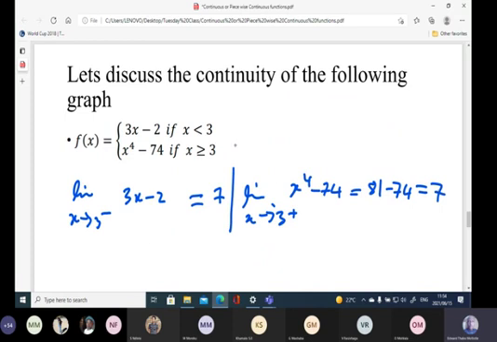Now, we conclude that the limit as x approaches 3 of f(x). How do you get the limit equal to 7? You substitute 3. So the limit as x approaches 3 of f(x) is equal to 7. We have determined the limit.